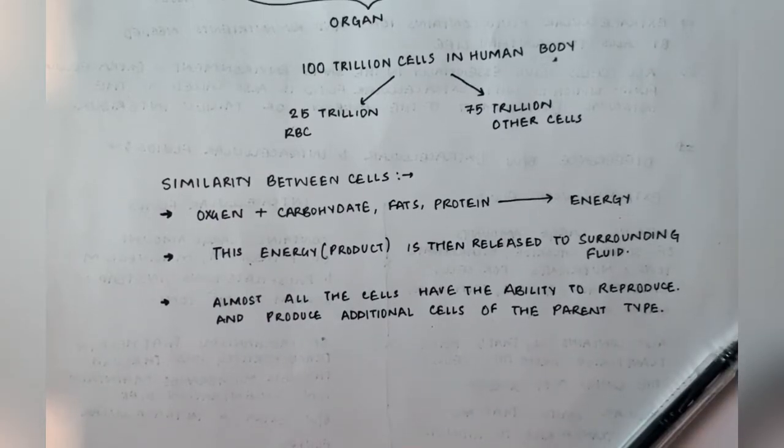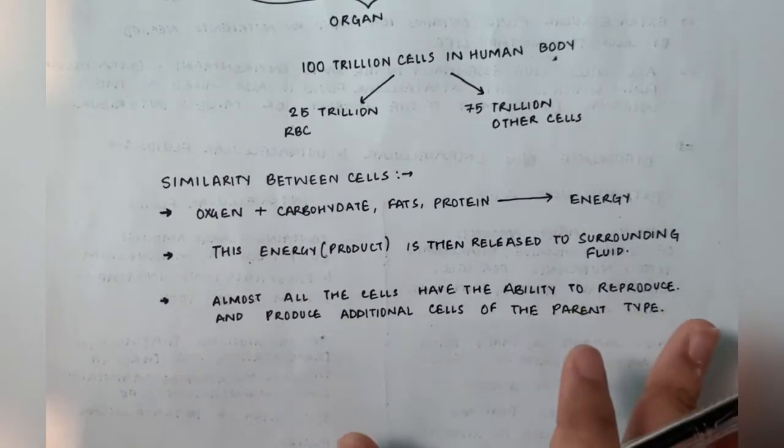Almost all types of cells can reproduce and produce cells like their parents, like reproductive cells. Now we all know there are some types of cells that do not reproduce, that do not enter the cell cycle. We will discuss it later, but till now you understood this part.